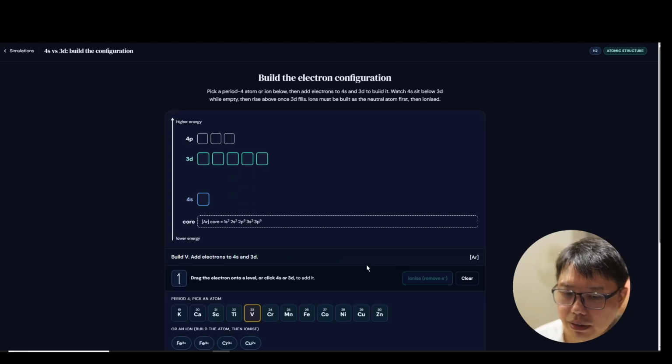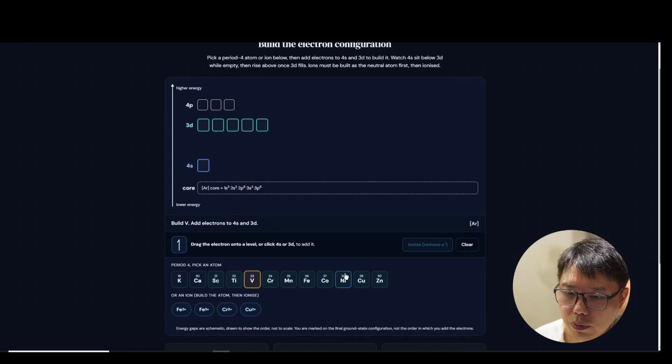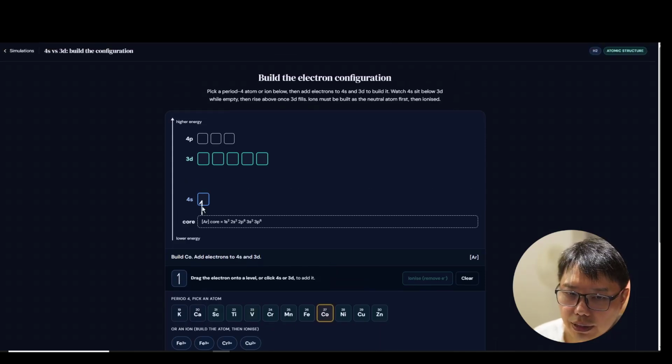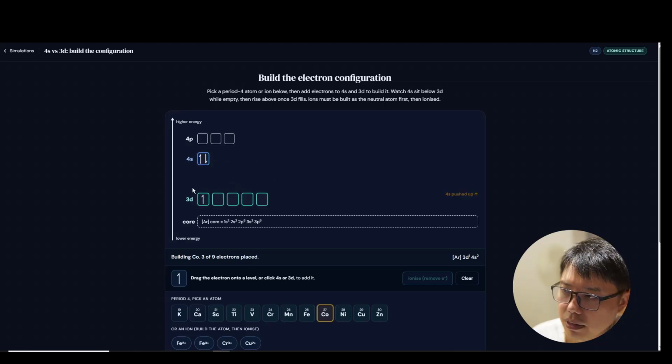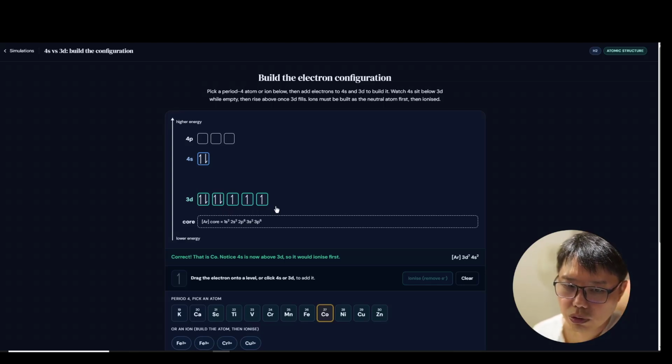Let's clear it. Then we will pick another element. Let's say we want to pick cobalt. So again, we put the first two electrons in 4s because they are lower energy. And then once we put the 3d in, you see the 4s is being pushed up. And then we fill up the rest. That's it. The valence electrons are 3d7 and 4s2 for cobalt.